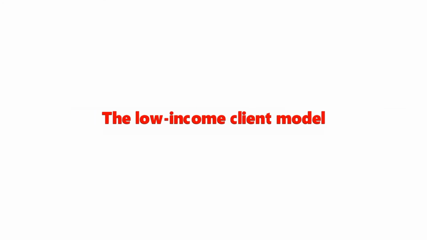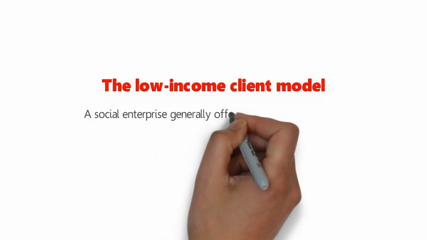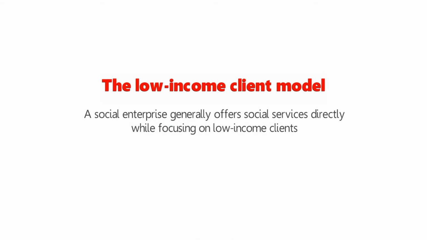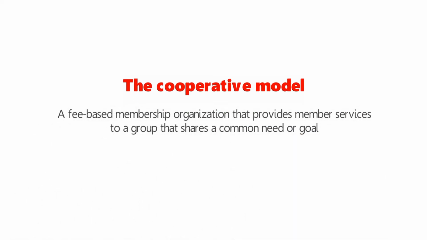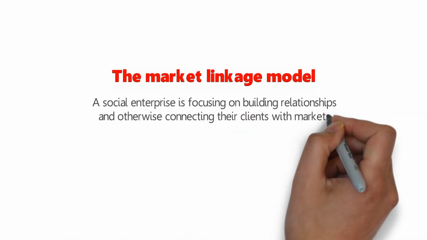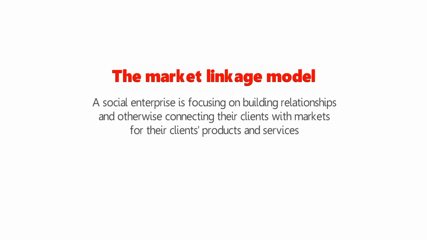The low-income client model. This is where a social enterprise generally offers social services directly, as in the fee-for-service model, while focusing on low-income clients. The cooperative model. This is a fee-based membership organization that provides member services to a group that shares a common need or goal. The market linkage model. This is a model where a social enterprise is focusing on building relationships and otherwise connecting their clients with markets for their clients' products and services.